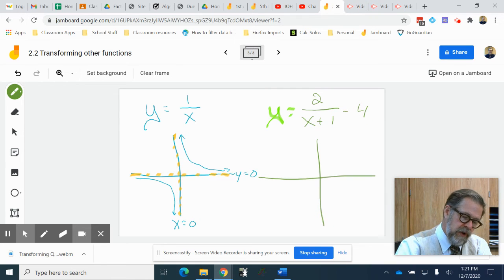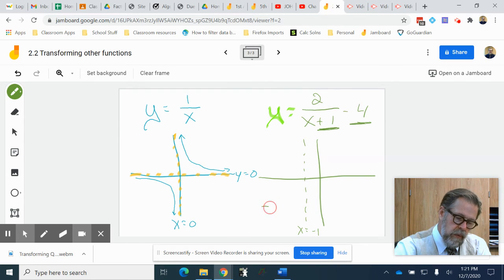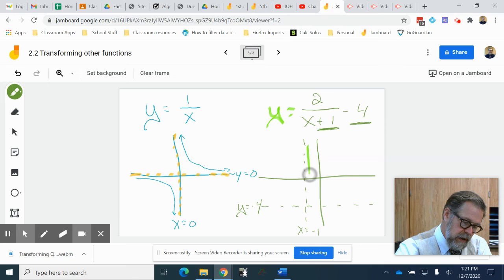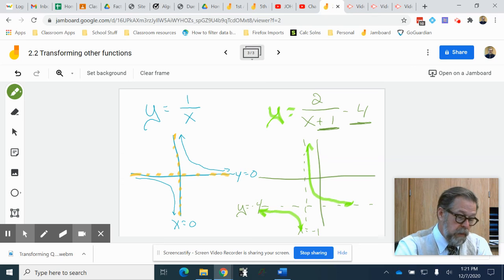Well, my graph is shifted 1 to the left, which means I'm going to have an asymptote over here at x equals -1. It is shifted down 4, which means I'm going to have an asymptote down here at y equals -4. And it is stretched by a factor of 2, which means that it is going to go up twice as quickly. Essentially, it's going to look like this. I'm not going to plot the exact points because I'm just looking for a rough idea of what it should look like. Steeper, shifted down, shifted to the left than my original parent graph.